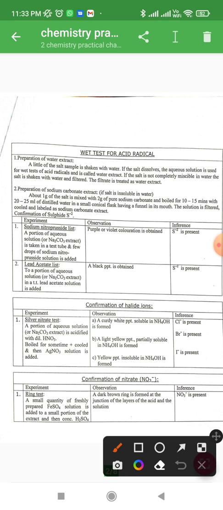Then you move to the confirmatory test for nitrate. It is called ring test. A small quantity of freshly prepared ferrous sulfate solution is added to a small portion of the extract and then concentrated sulfuric acid is added by the side of the test tube. An observation will be no dark brown ring is formed at the junction of the layer of the acid and the solution. So here you have to write nitrate is absent.